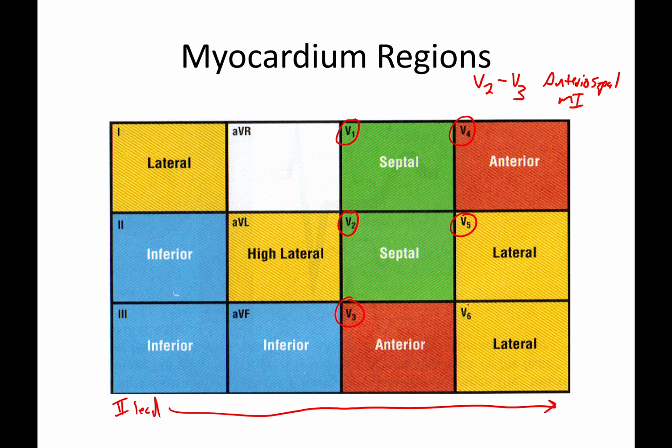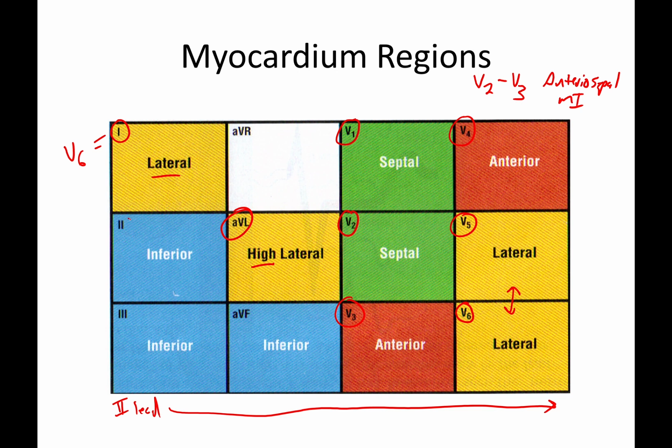You've got your V5, V6, and 1, because remember V6 and lead 1 are almost identical. And as well as AVL to a certain extent are all lateral leads. They all look at that left side of the heart. So if I see changes in these two, I should likely see some change in AVL and lead 1 also.